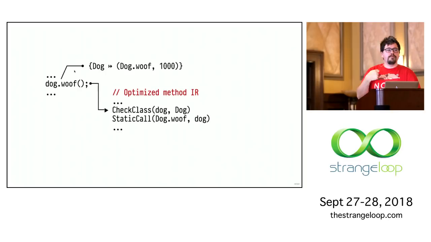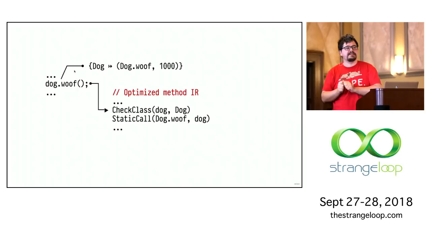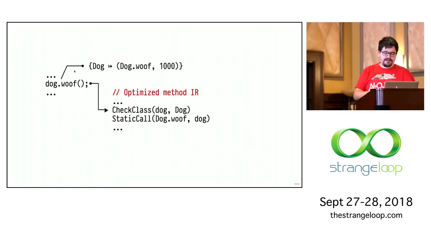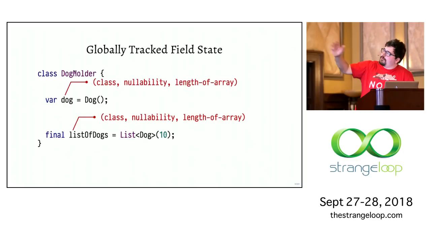And one good example is values that come from fields. A lot of values actually come from fields. When you create objects and you fill the fields, you usually know what you're putting in those fields in one way or another. Either you copy them from other fields or you create them right there.